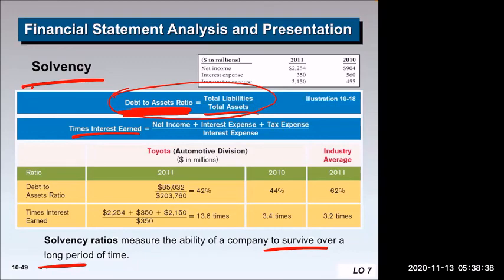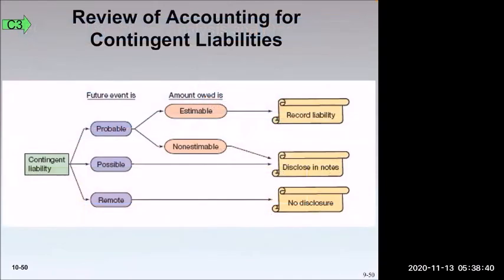Okay, last thing here, contingent liabilities. Contingent liabilities are liabilities that arise because of something that might happen. The example that I think makes the most sense to look at is a lawsuit. I'm being sued by somebody. If I'm being sued by somebody, there's 3 possibilities.